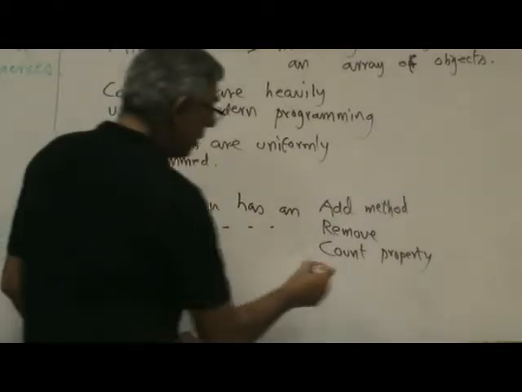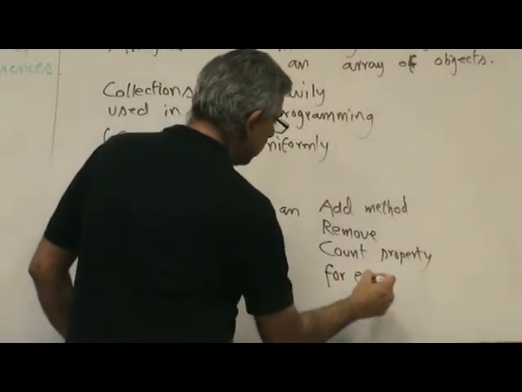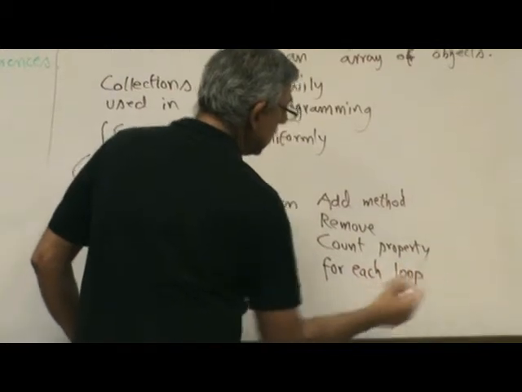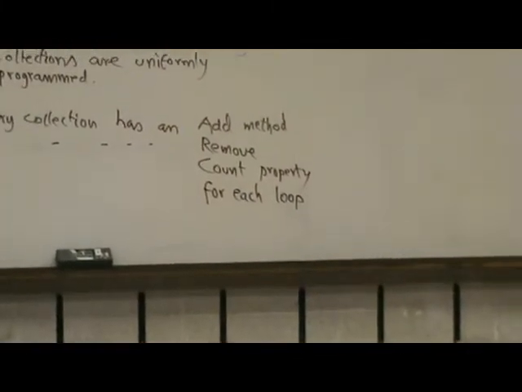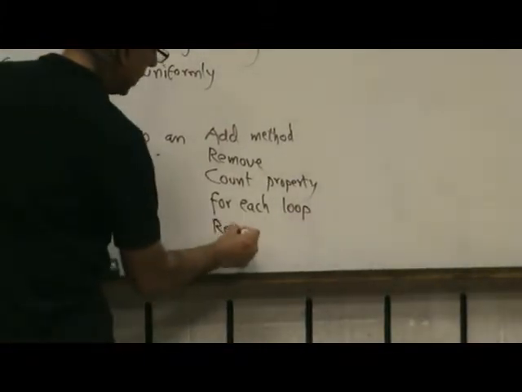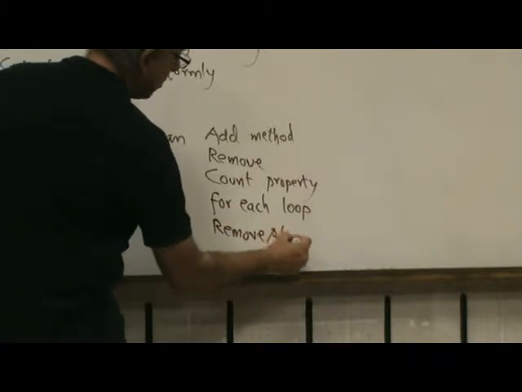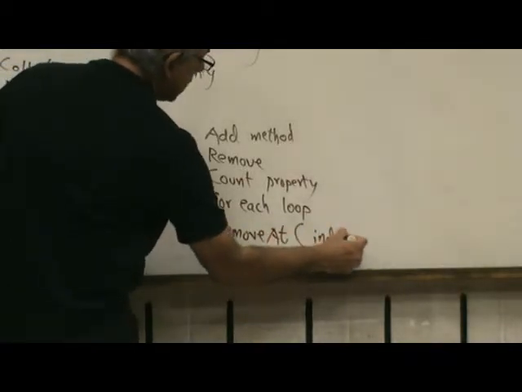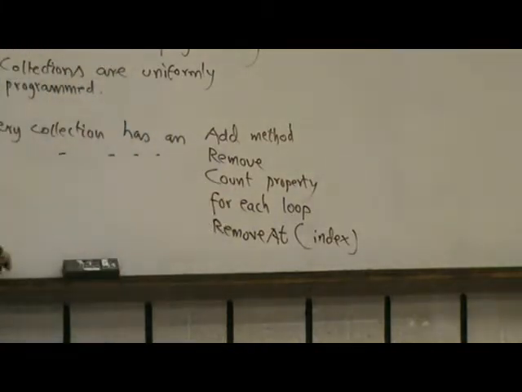Every collection gives us an easy to iterate loop that I showed you last time called the for each loop. There's also, if you wanted to remove something at a particular index, you can go and pick a particular position and remove it. Anytime we have variable memory needs, we will prefer a collection.